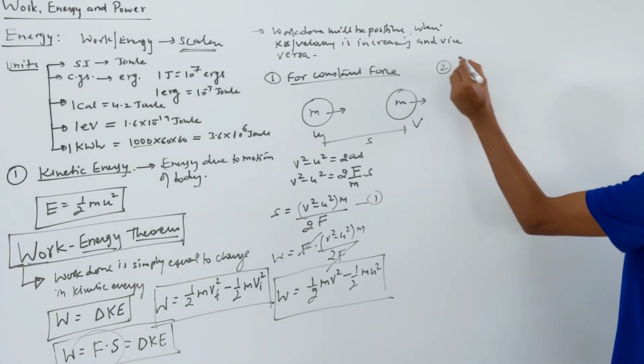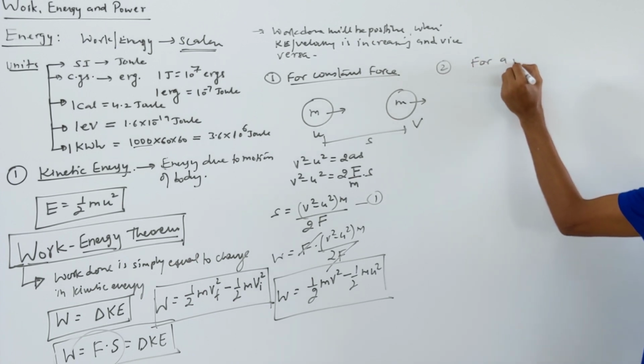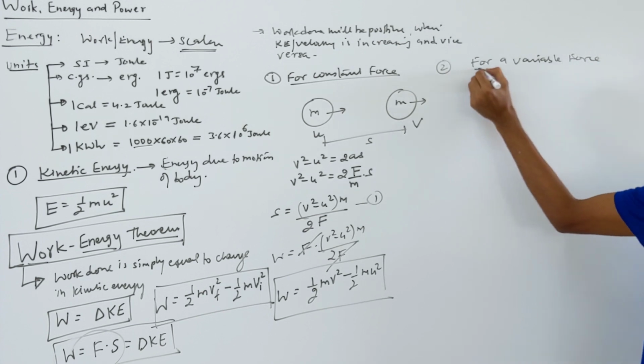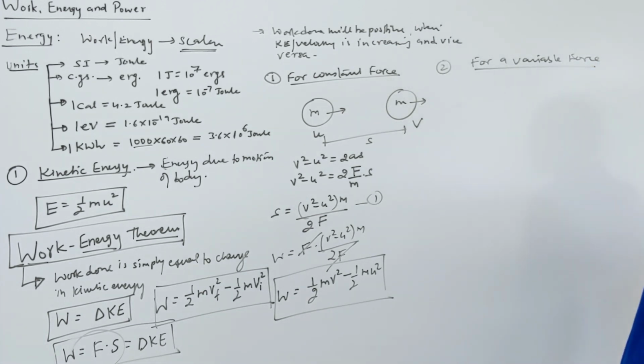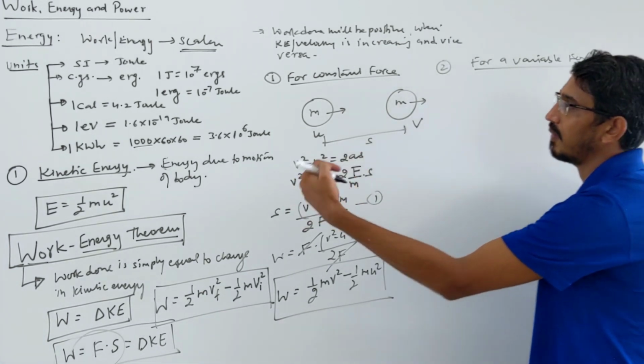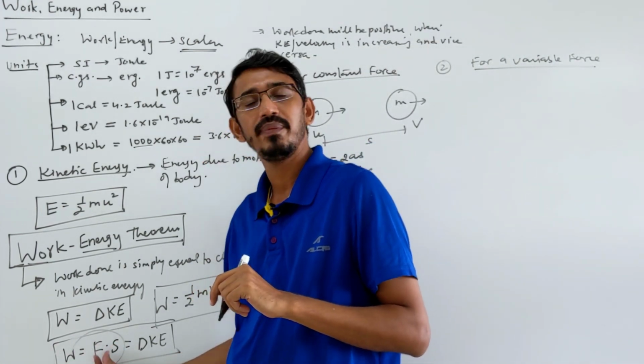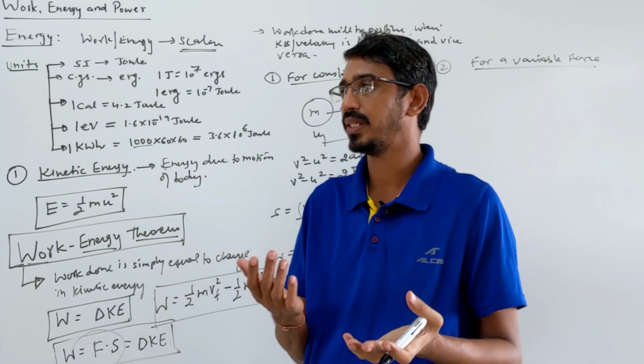We check it for variable force. For a variable force, if the force is varying, then what will we do? We already know from the last topic we learned in work that for a constant force, work is equal to F dot S cos theta, or F dot S.